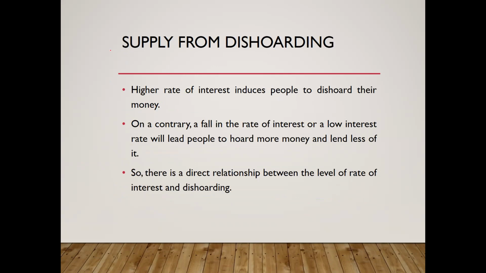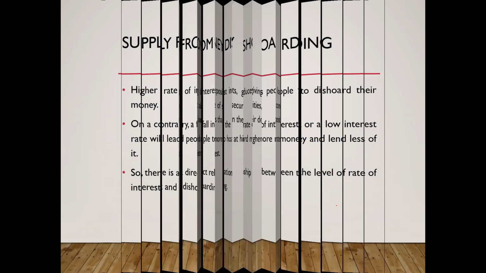Supply from dishoarding: how can we understand this particular term? A higher rate of interest induces people to dishoard their money. On the contrary, a fall in the rate of interest, or a low interest rate, will lead people to hold more money and lend less of it, because the rate of interest is on the lower side. So there is a direct relationship between the level of the rate of interest and dishoarding.